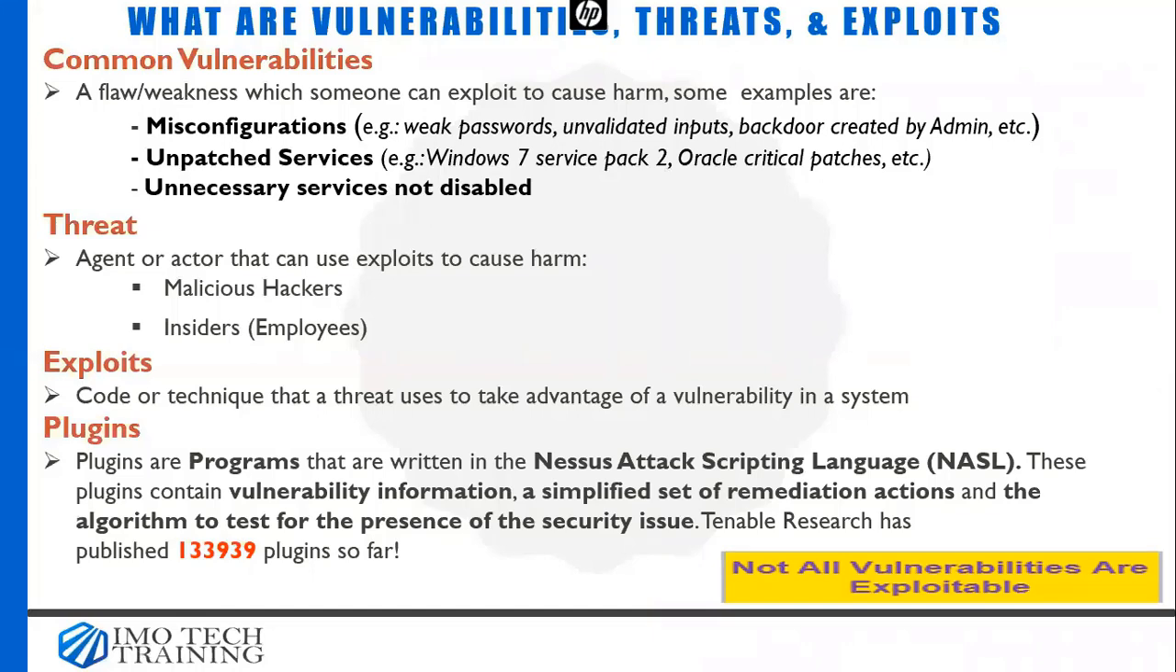So if you have a misconfiguration, what are some examples of misconfiguration? We have weak passwords, unvalidated input. So unvalidated input is what leads to cross-site scripting, right? At the professional level or the organizational level.